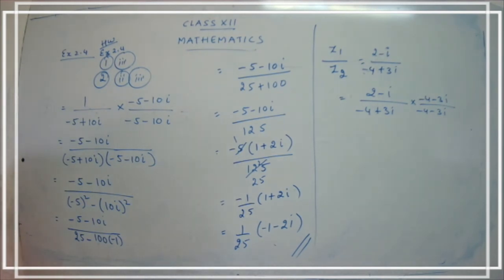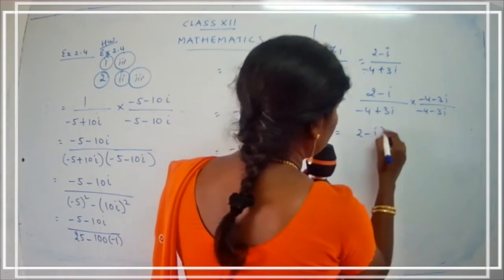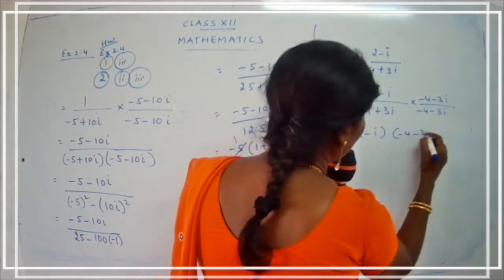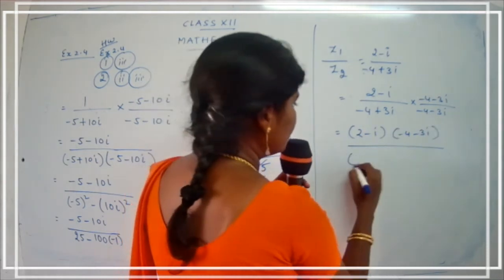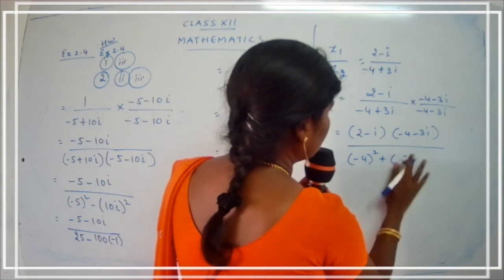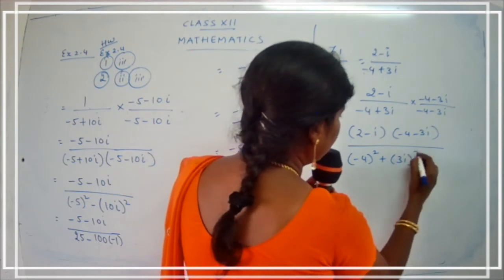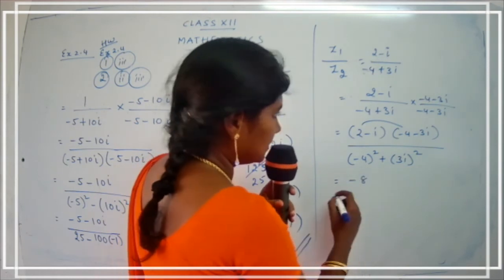Come on, find out the answer. Okay, so now what do you get here? This is equal to (2 minus i)(minus 4 minus 3i) upon, again (a plus b) into (a minus b), children. So minus 4 square plus (3i) square. So 2 into minus 4 is minus 8.